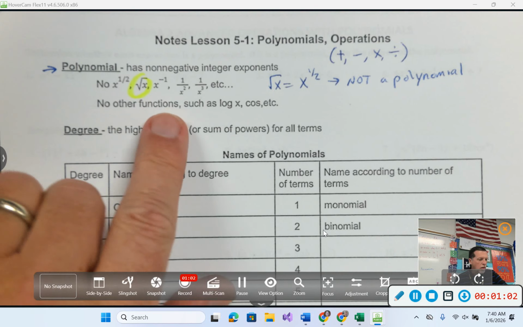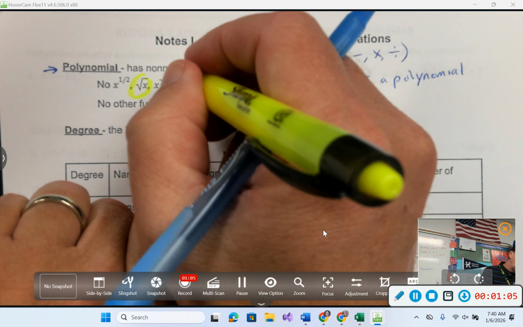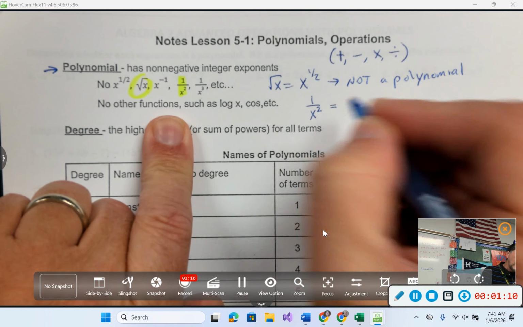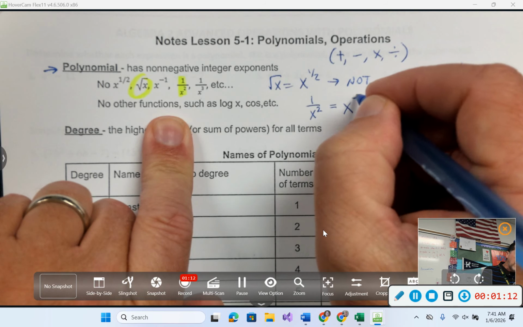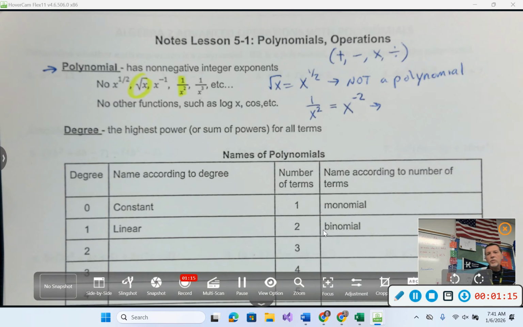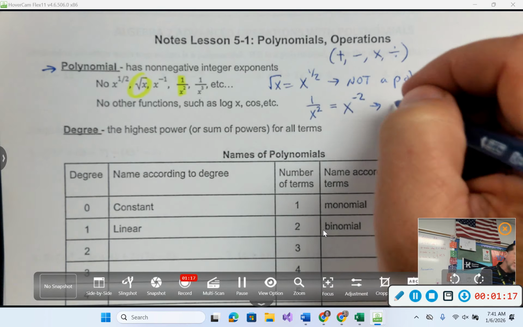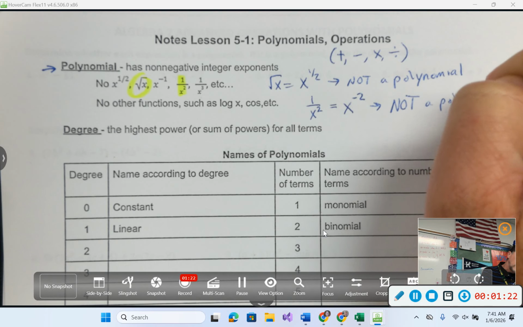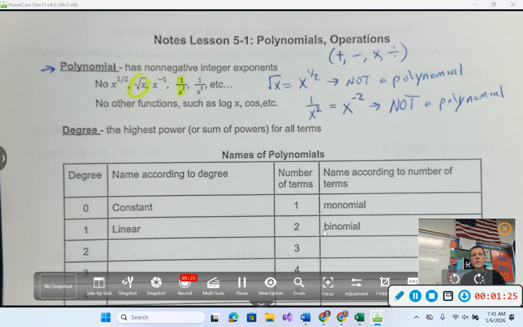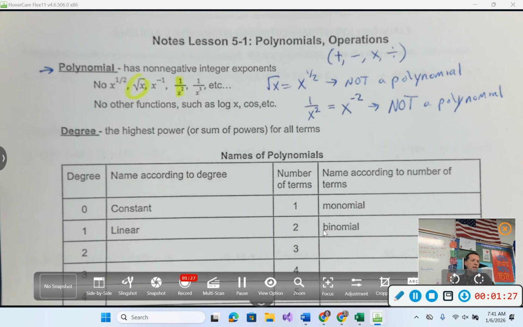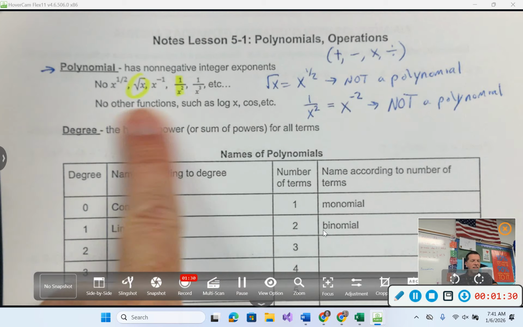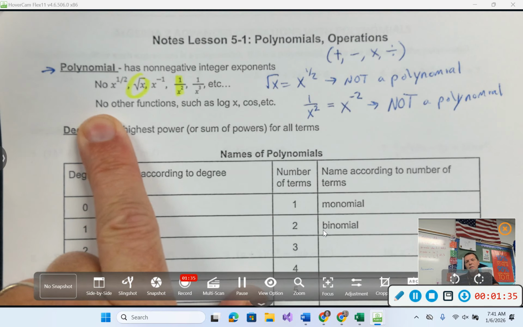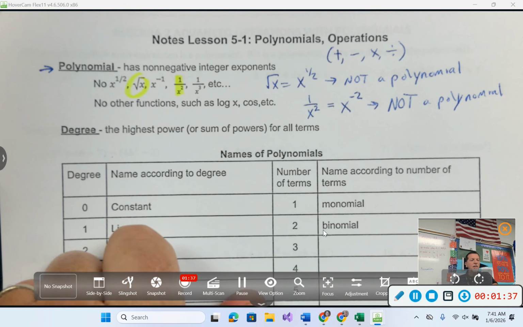And same thing with 1 over x squared. You're like, oh, that exponent isn't negative, and it's not a fraction, except it kind of is negative, because 1 over x squared is x to the negative 2, so that's not a polynomial. And then anything else, logs, cosine, sine, that stuff's not polynomials. So a polynomial is x raised to a power where the power is a positive integer.